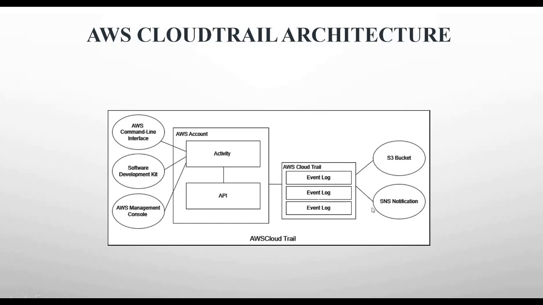So here we can see the AWS account is created in the AWS environment. When a new account is created, CloudTrail is activated and an API call is made in the backend. So the API works in the backend.